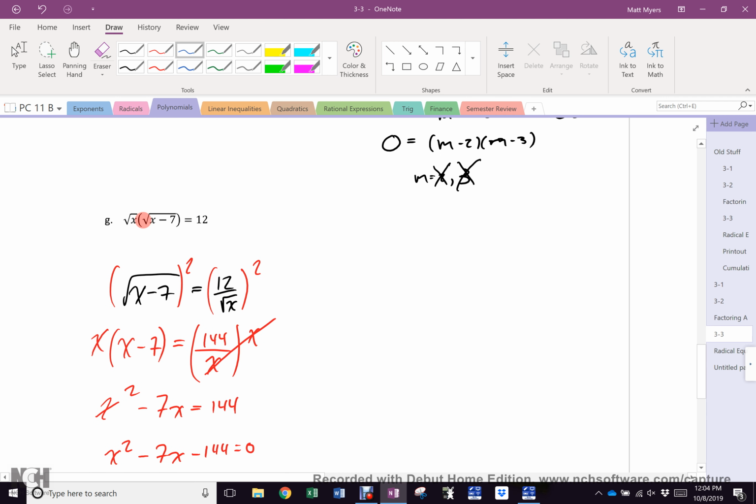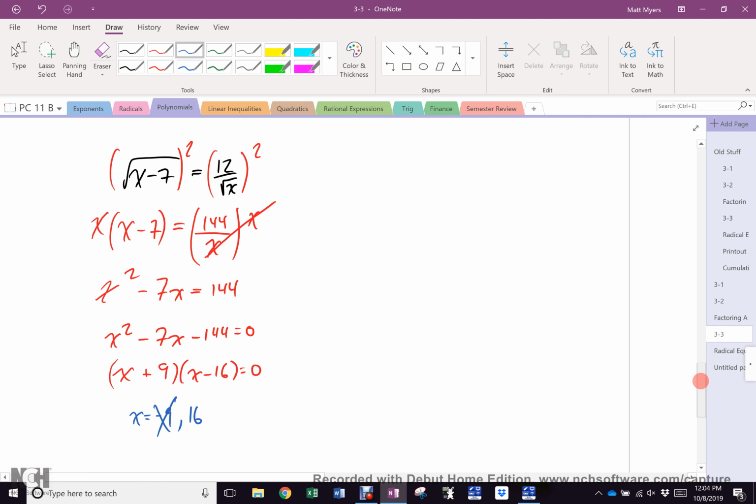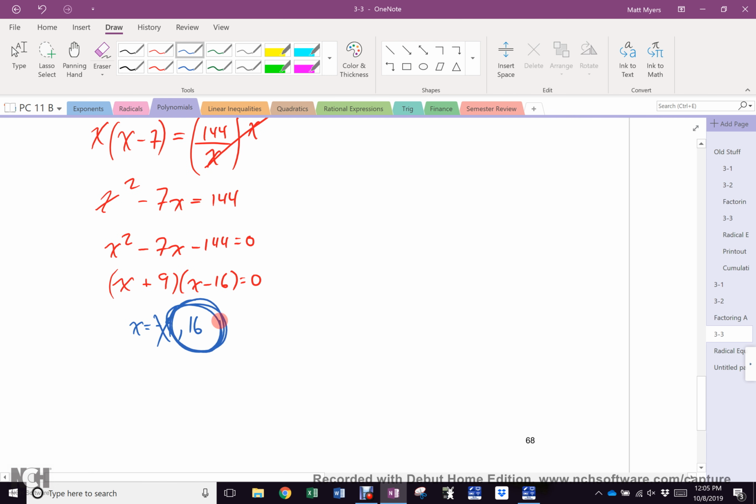Let's check 16. What is the square root of 16? 4. What is 16 minus 7? 9. What's the square root of 9? What's 4 times 3? 12. So what's right? Yay, Manroop.